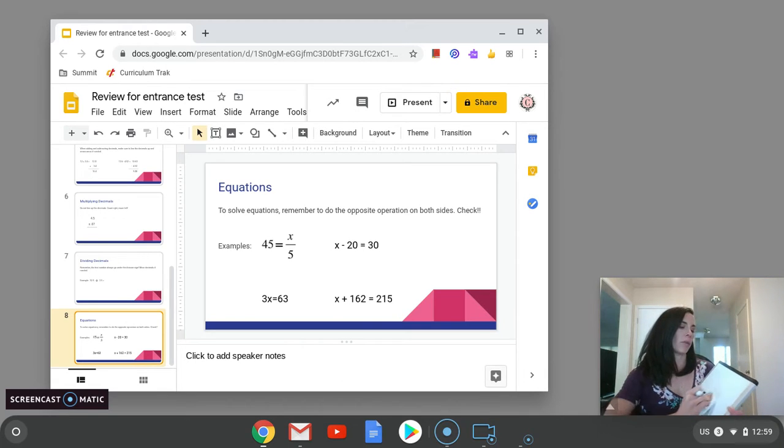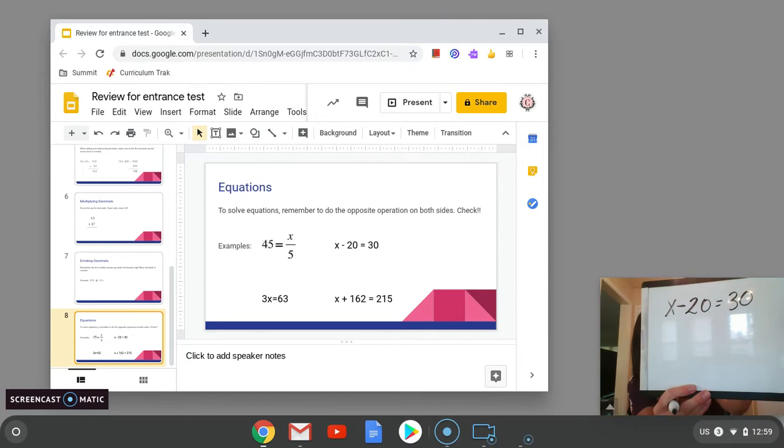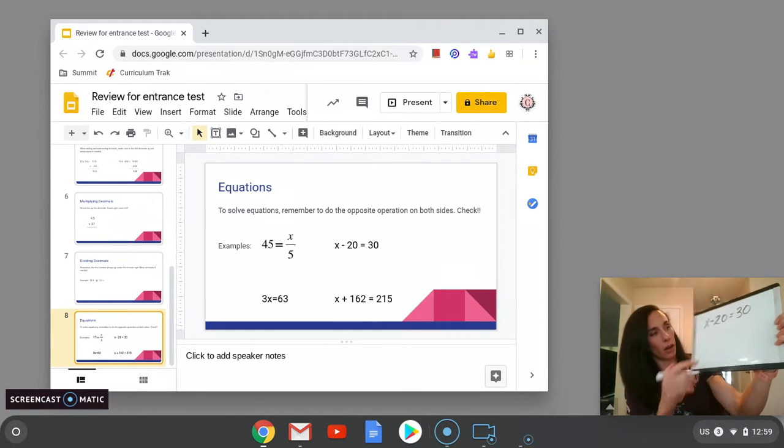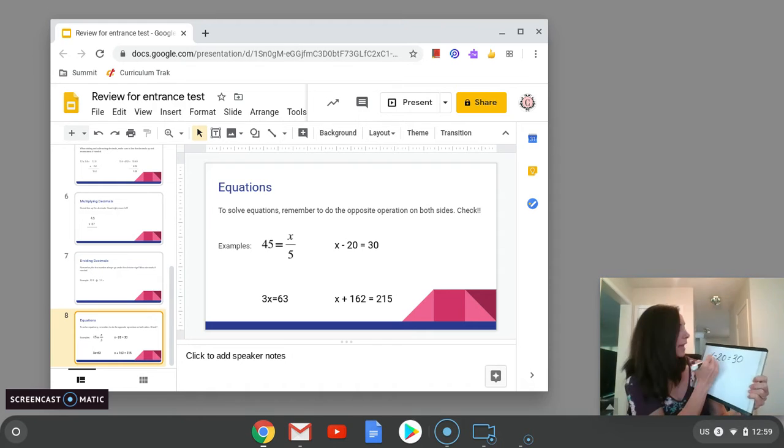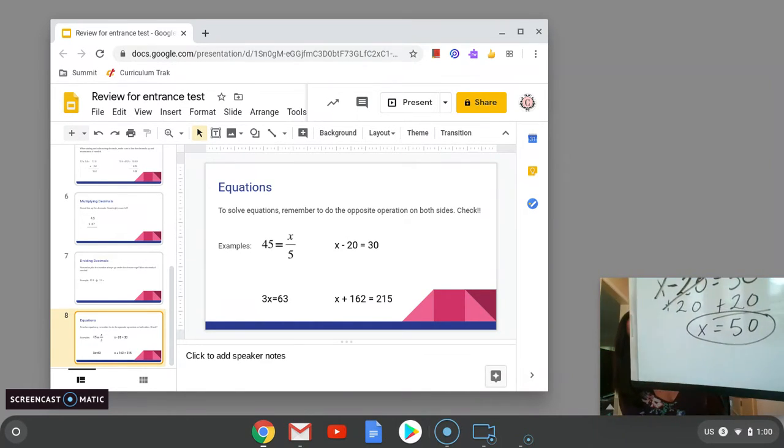So again, I'm thinking of a number. When you subtract 20 from that number, it equals 30. What number am I thinking of? A lot of you are going to do that in your head, and you already know the answer. Now, if you can't do that in your head, then we're going to go through the steps. The opposite of subtracting 20 is adding 20. We can show that on both sides, right? These cancel. And 30 plus 20 is 50. So x equals 50. And that's the answer we're looking for.